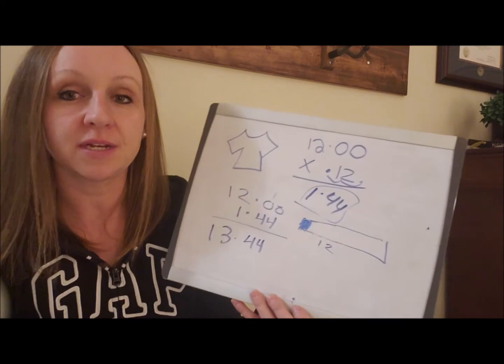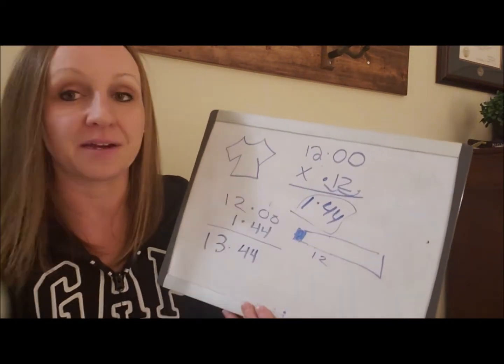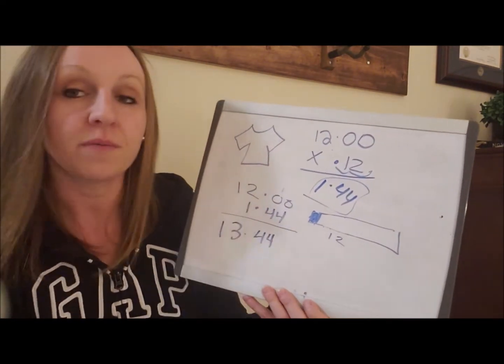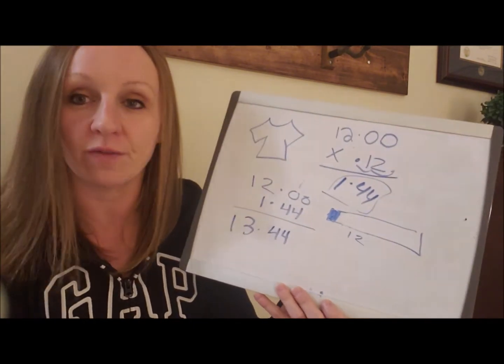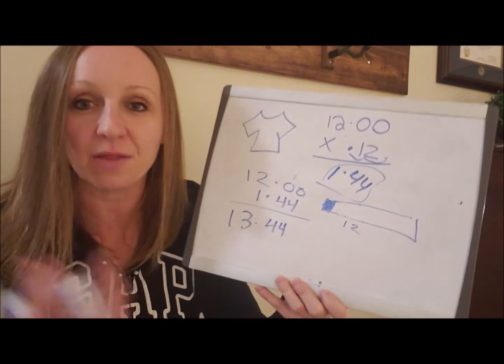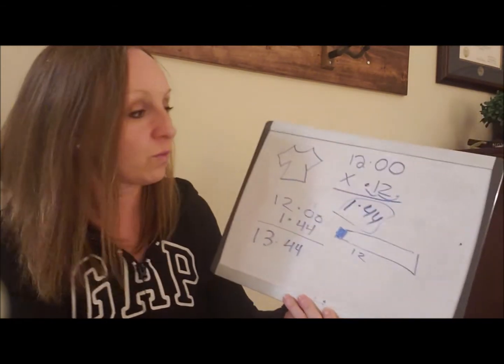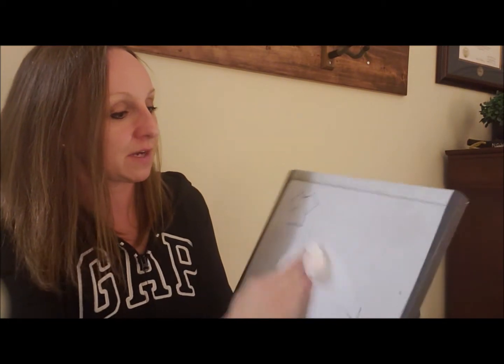So when I go up to the till and I want to pay for this $12 shirt, I figured out that I need an extra $1.44 to pay for the shirt. So when the cashier says, it'll be $13.44, I'm not surprised because I've already done the math. I've got my calculator. I know that that's how much it's going to cost. Let me show you one more time because this is kind of confusing stuff.